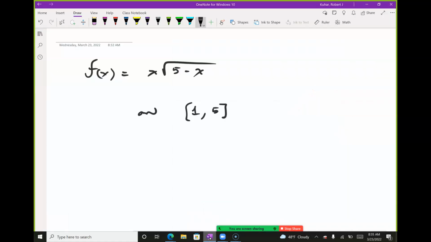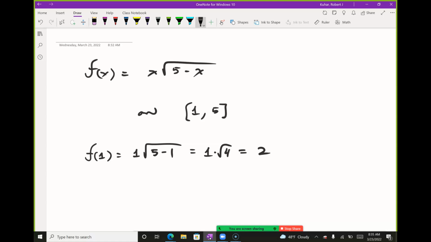So let's get started on our checklist. Oh, I did already. I graphed it, right? I'm going to amend the graph as I go. I think at my second to last step, I said update the graph, but I'll do it as I go. So I want to find the endpoints first. So f of 1 is 1 times square root of 5 minus 1. That's 1 times square root of 4. So 2, right? So I know 2 is a possible min or max.